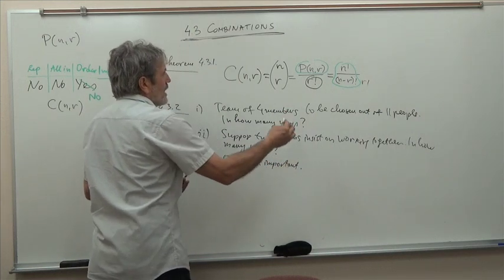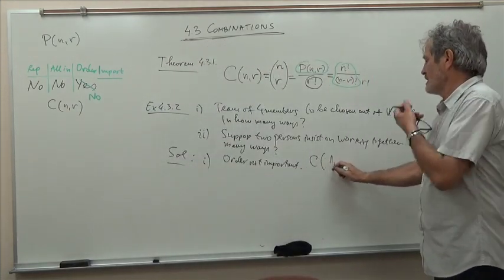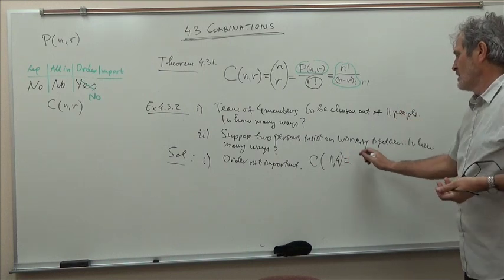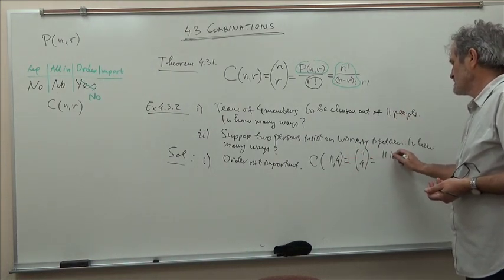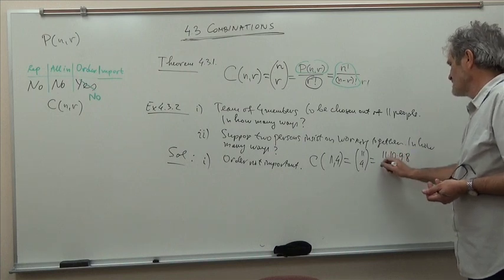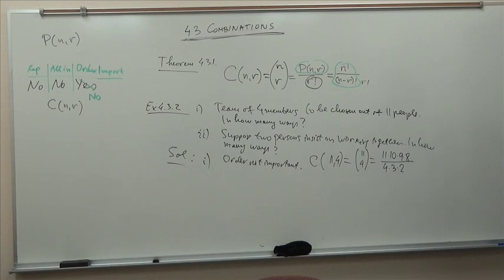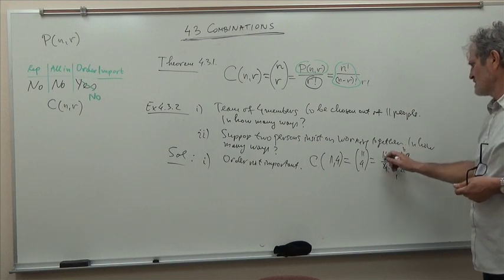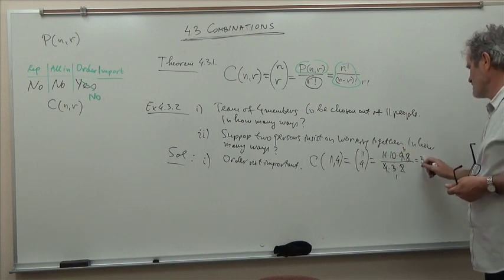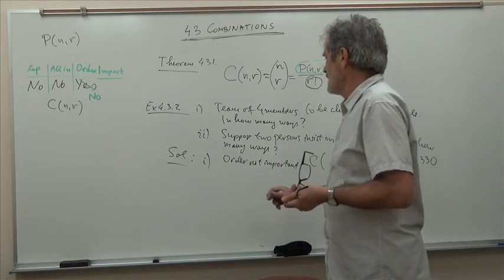That's it. Now we know that that's C(11,4). That's 11 times 10 times 9 times 8, 4 numbers, over 4 times 3 times 2. Well, I think 4 and 2 is 8, cancels, 1, 3. 3 times 11, 33 times 10, 330. So there are 330 possible teams. Second one.